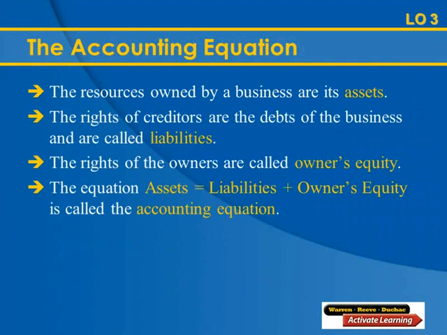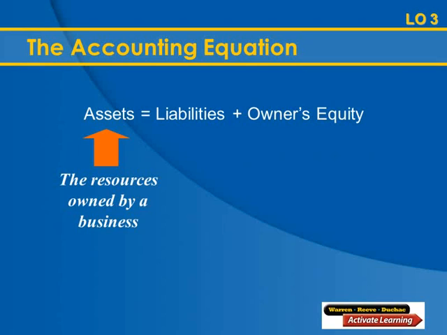The relationship between assets, liabilities, and owner's equity is expressed as an equation. The accounting equation is assets equals liabilities plus owner's equity. Assets are the resources owned by the business. The assets are used to operate the business. The right side of the equation represents the claims on the assets of the business.